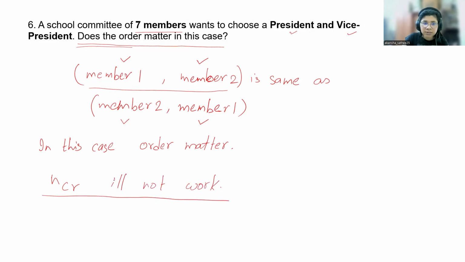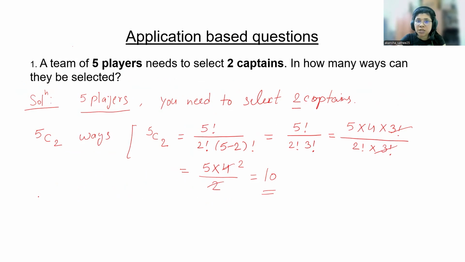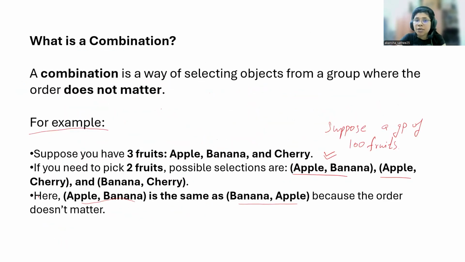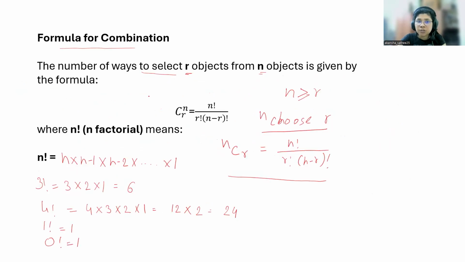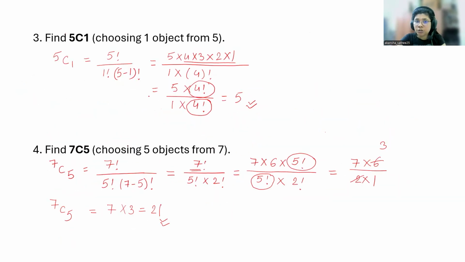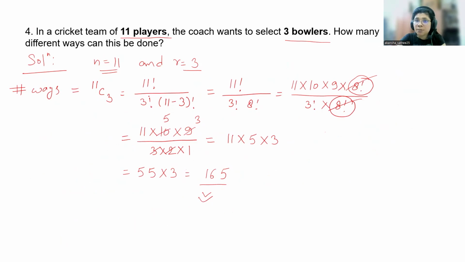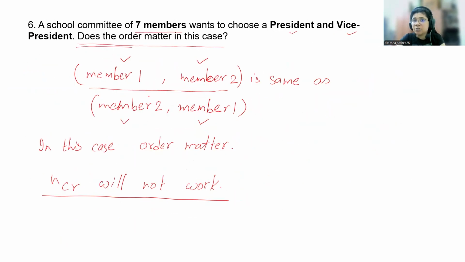In this case, nCr will not work because if you remember, initially itself it was written that combination is when order does not matter. A combination is a way of selecting objects from a group where the order does not matter. But as you can see in the last question, they want to pick president and vice president. So in that case, order matters. So you cannot apply combination in this case.